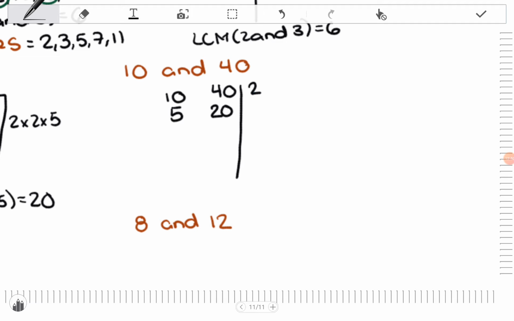Now we have 5 and 20. Is any of those numbers divisible by 2? Yes, it is. So, 5 divided into 2, not possible, that's why we're going to bring the 5 down, and 20 divided into 2 is 10. Once again, 5 and 10. Is any of these numbers divisible by 2? Yes. So we write it over here. 5 divided into 2, not possible. We bring the 5 again.